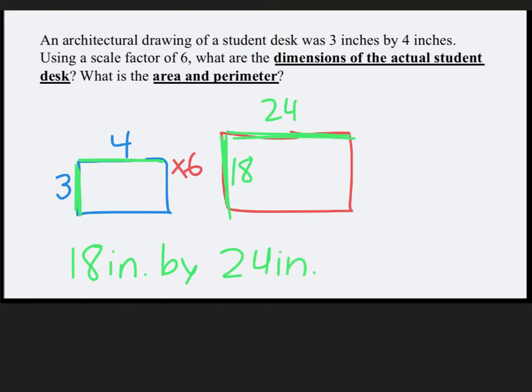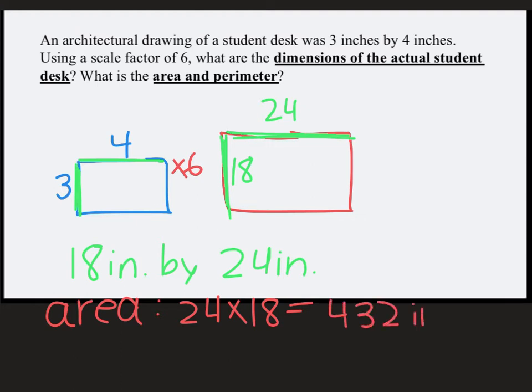It's asking for then the area and the perimeter of the actual desk. So in order to find the area, remember you just do base times height. So 24 times 18, which would give you 432 inches squared.